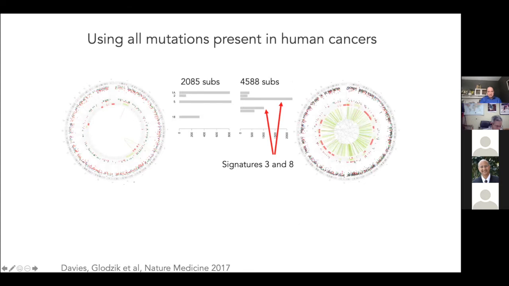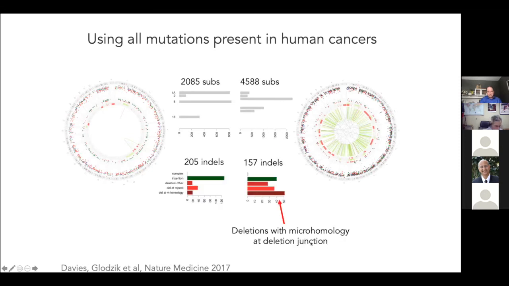And this sample instead has a BRCA1 germline mutation with loss of the other allele. So this is a BRCA1 deficient cancer. And just looking at this circle plot, you can see that it looks very different. She's got very different substitution signatures, signatures 3 and 8 that I mentioned earlier. She's also got deletions with microhomology at the junction, first reported by Maria Jasin, and it's indicative of BRCAness.